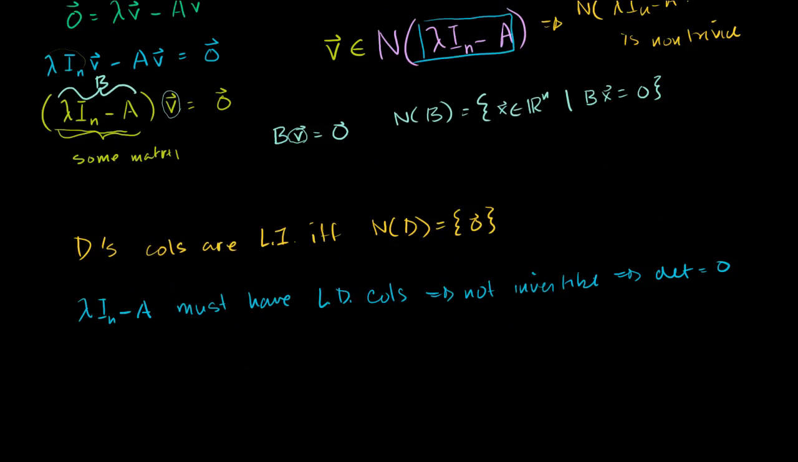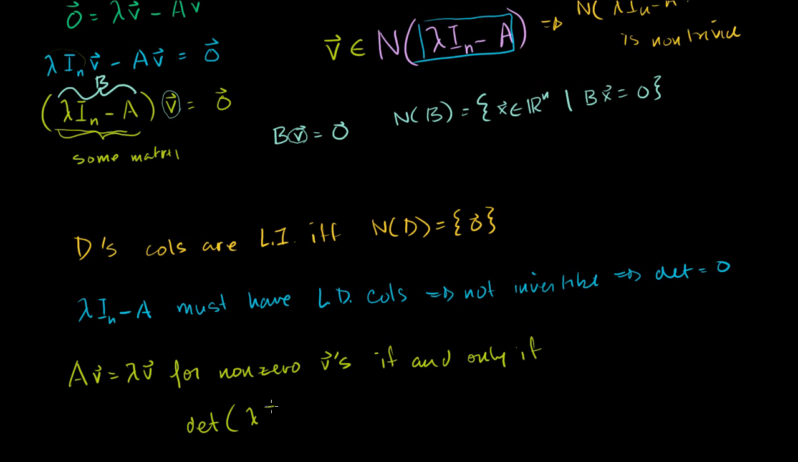If there's some lambdas that satisfy this, then those lambdas are going to make this matrix have a 0 determinant. So let me write this. Av is equal to lambda v for non-zero v's if and only if the determinant of lambda I_n minus A is equal to 0. Not the 0 vector, sorry, it's just equal to 0. The determinant is just a scalar. And so that's our big takeaway.